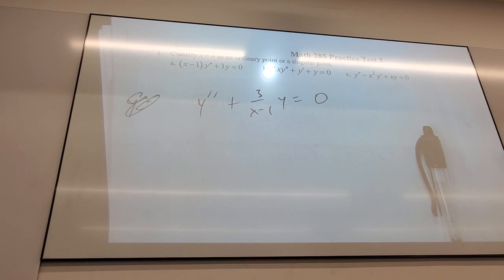To be an ordinary point for us, when you divide by that first coefficient, do I end up with functions that are continuous and differentiable at whatever point I'm talking about? In the bigger picture, for funkier differential equations, they have to be analytic, which is a little more stringent. But for the ones we're looking at, we can just focus on continuous and differentiable.